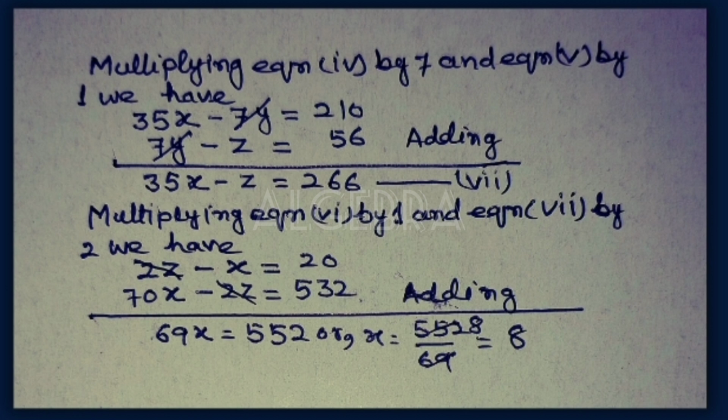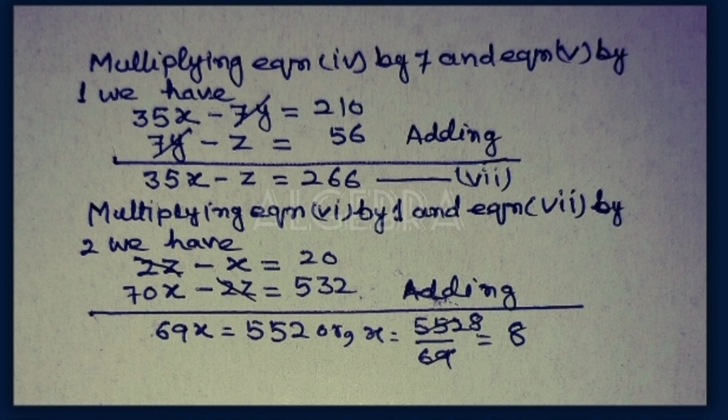Equation 7. Multiplying equation 6 by 1 and equation 7 by 2, we have 2z − x = 20 and 70x − 2z = 532. Adding, 69x = 552, or x = 552/69 = 8.